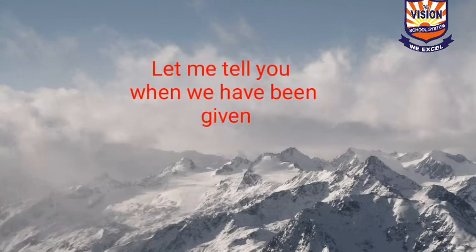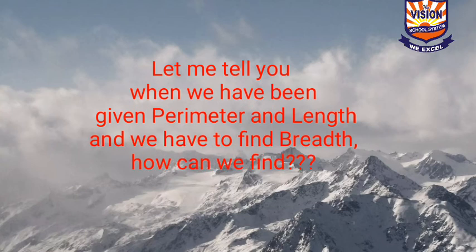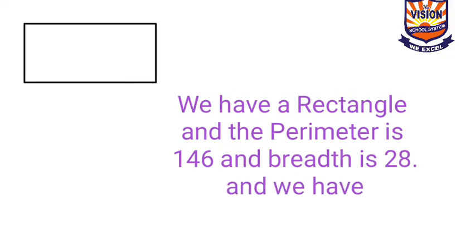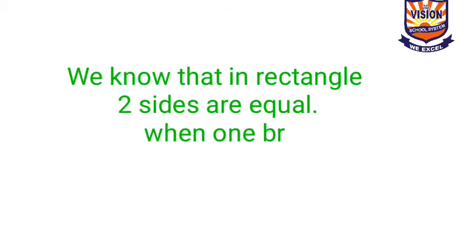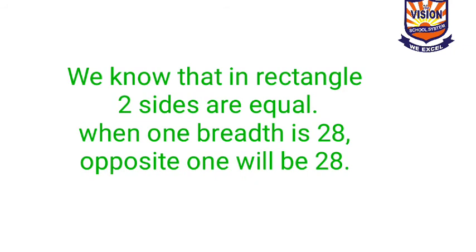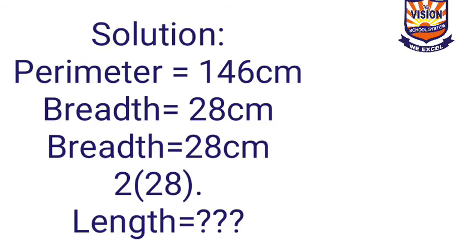That's why now I am telling you, when we have been given the perimeter and length and we have to find the breadth, how can we find it? Now I am telling this method for finding one side's length. Let me explain. For example, we have a rectangle and the perimeter is 146 and the breadth is 28 and we have to find the length. What is the length? We know that in a rectangle two sides are equal. When one breadth is 28, the opposite one will also be 28. Here is the solution.